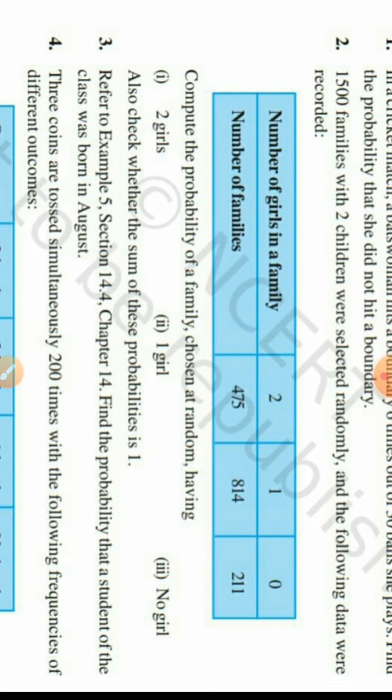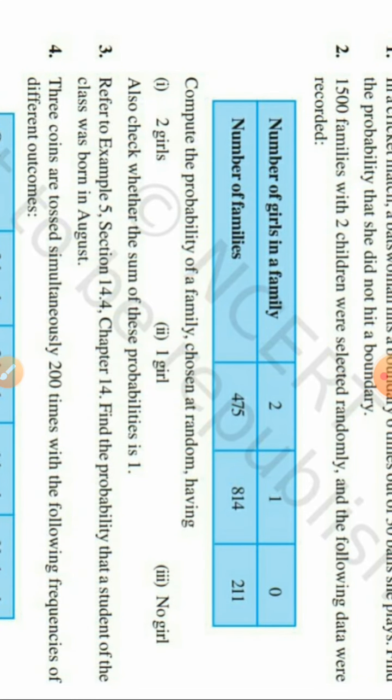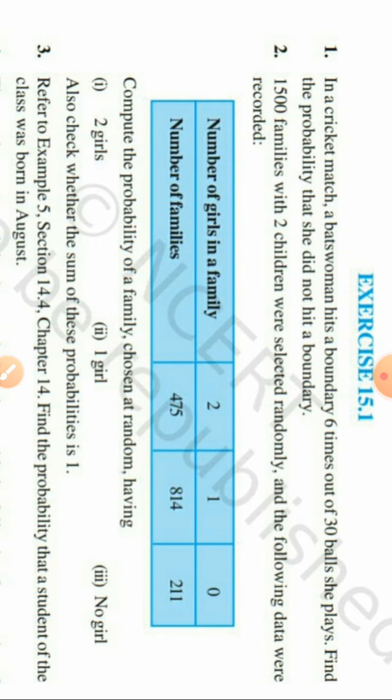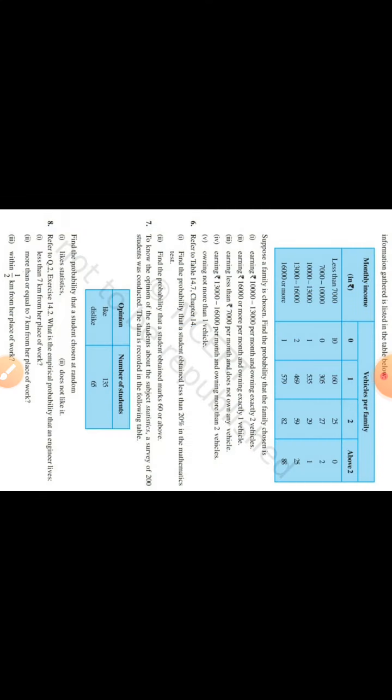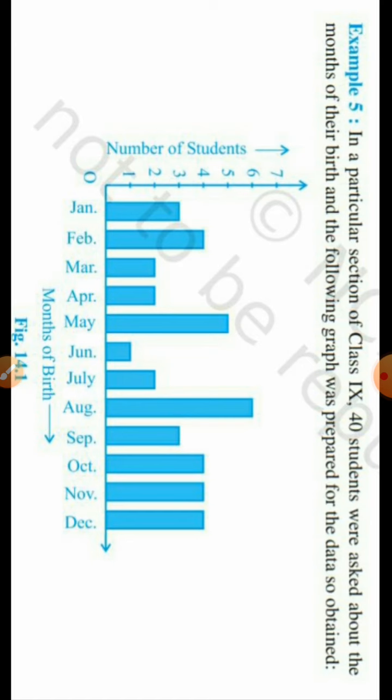Now look at exercise 15.1. We already solved questions number 1 and 2 in the previous session. Now look at number 3. Refer to example 5, section 14.4, chapter 14. Find the probability that a student of the class was born in August. So we have to find the probability that the selected student was born in August only. So again we go to that topic, example number 5. That graph is given already.